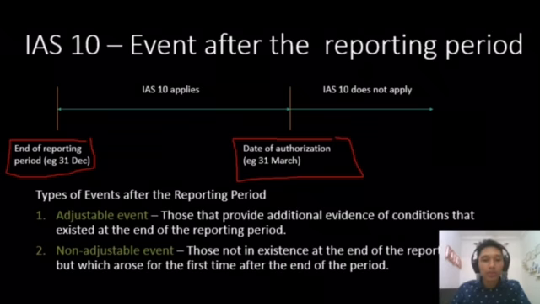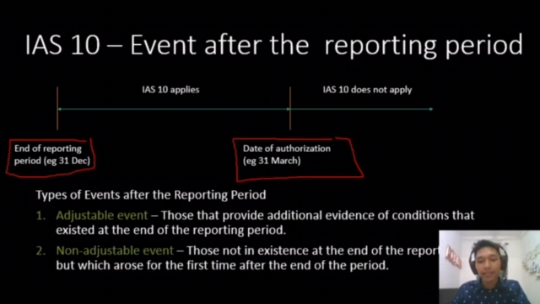There are two types of events after the reporting period. The first one is the adjustable event. The second one is the non-adjustable event. Adjustable events refer to those that provide additional evidence of a condition that existed at the end of the reporting period. This means we have additional evidence that occurred before the reporting period, before 31st December. The second one is the non-adjustable event, which was not in existence at the end of the reporting period but arose for the first time after the end of the period. This means we don't have any evidence that occurred before 31st December.